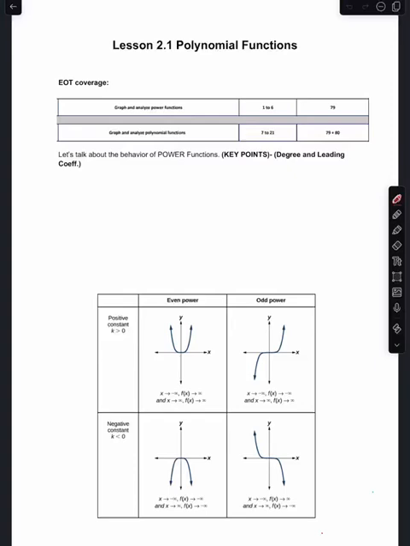Hello everyone. Today our topic of discussion would be from lesson 2.1 about polynomial functions. The whole module is based on polynomial functions. Even module 3 talks about various characteristics about polynomial functions. So basics are required. As you can see from your EOT, there are two questions coming up.